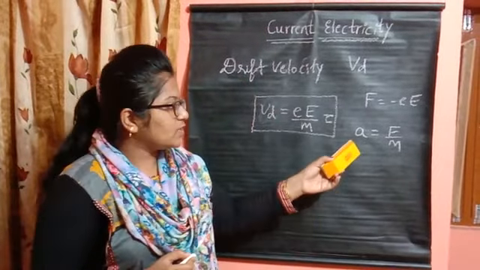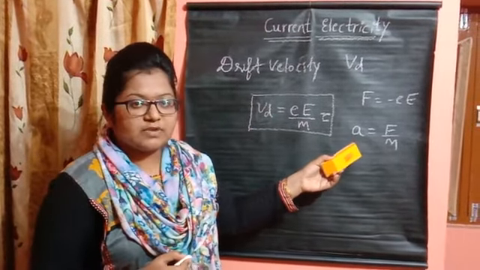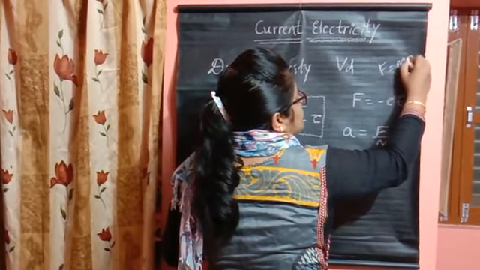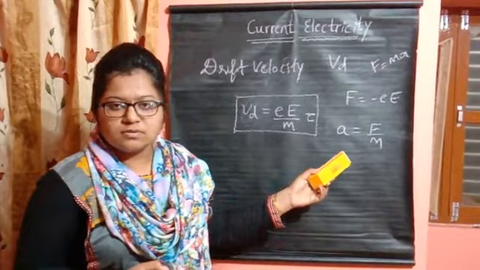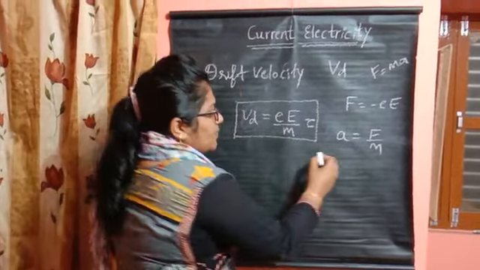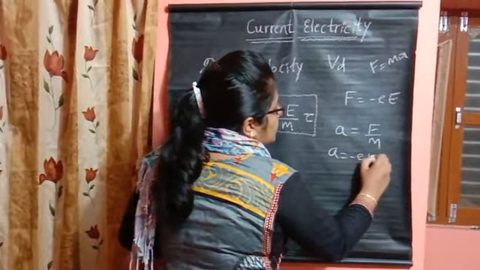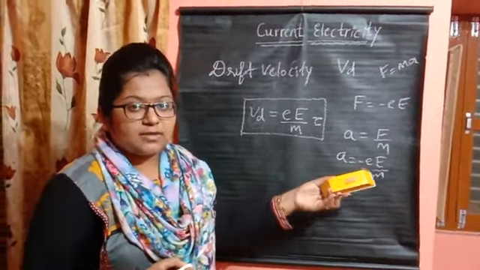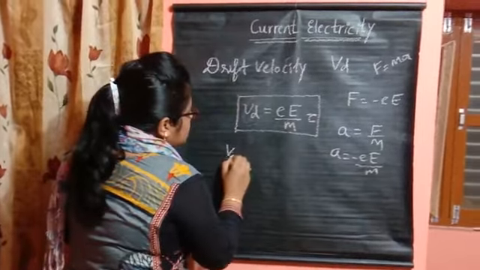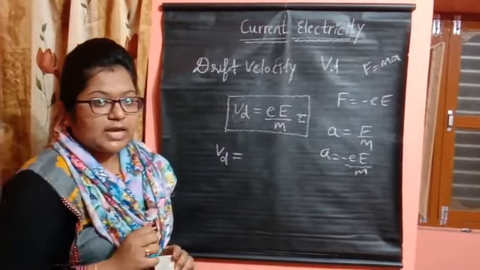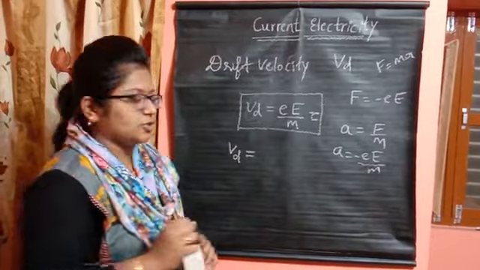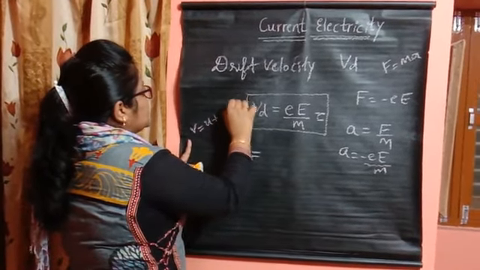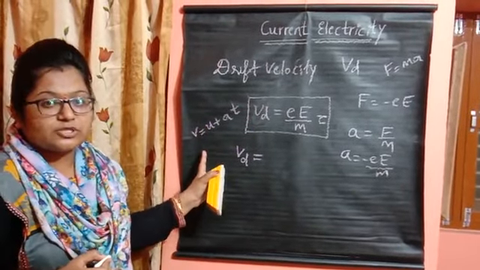Now you may ask, where does this expression come from? I told you in the last class: from Newton's laws, we have F equal to ma, and from here we got this. So this F I am replacing by minus eE, giving a equal to minus eE divided by m. Where am I putting this? Try to remember, there I used an equation of motion. What is the equation of motion? v equal to u plus at. This was the first equation of motion.